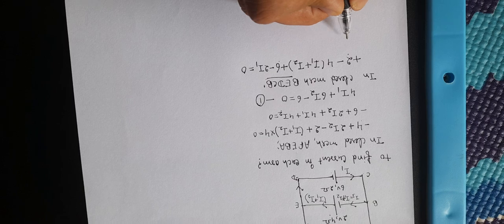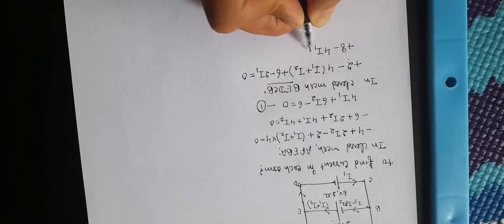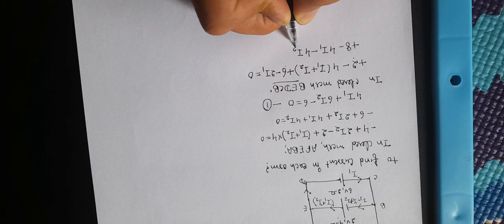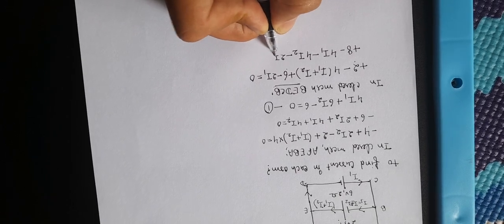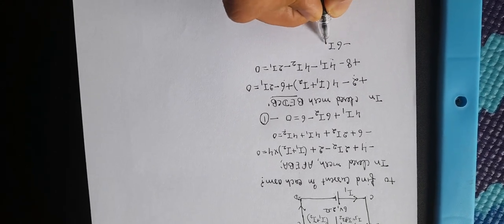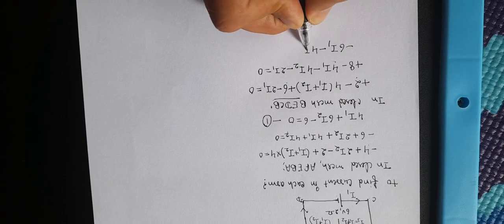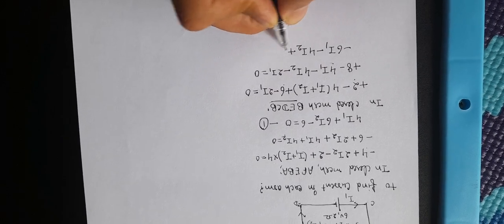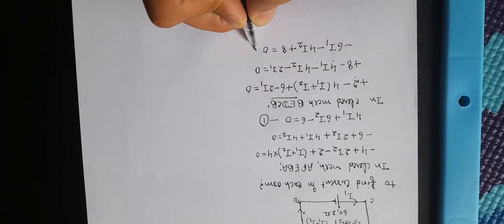Now let's rearrange this one equation, that is plus 2 plus 6, that is plus 8, minus 4I1 minus 4I2 minus 2I1 equal to 0. So from here, let us write down minus 4I1 first. Minus 4I1 minus 2I1, that is minus 6I1 minus 4I2 plus 8, which is equal to 0. Give it equation number 2.